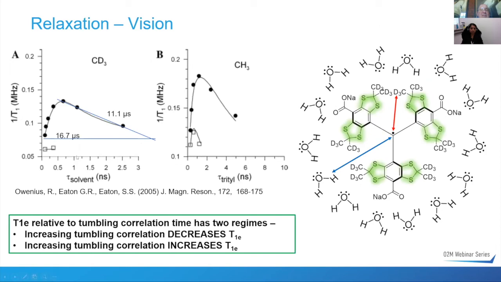There's a region here, we'll look at the protonated trityl, where increasing the tumbling correlation time will actually shorten your T1. This is increasing the rate, so it's shortening your T1. And then if you keep moving past that, it will get long again. For the symmetric deuterated trityl, we actually have to look at the tumbling correlation time of the solvent, because there's so little interaction due to the deuteration.